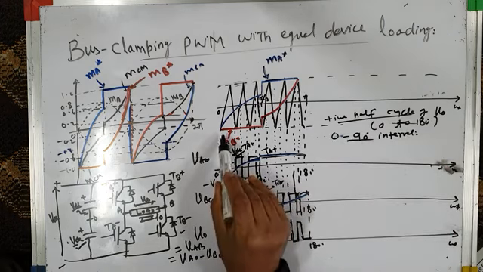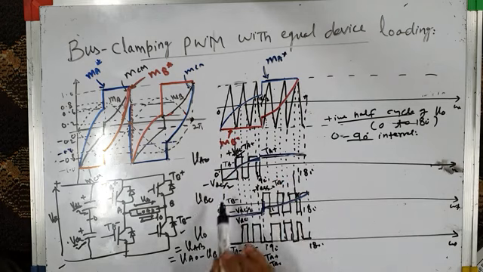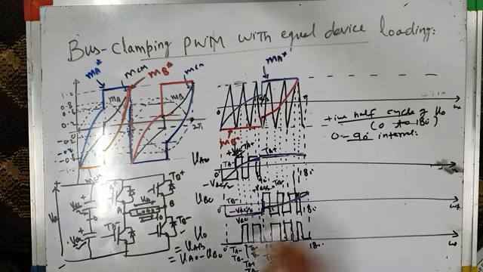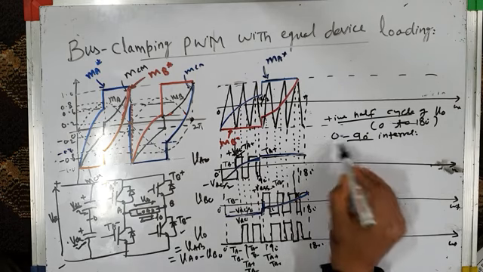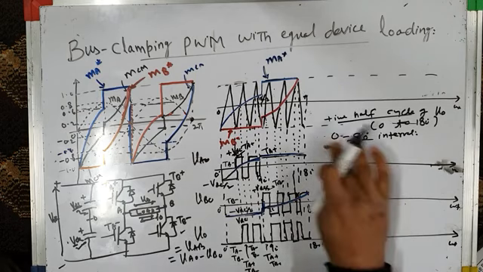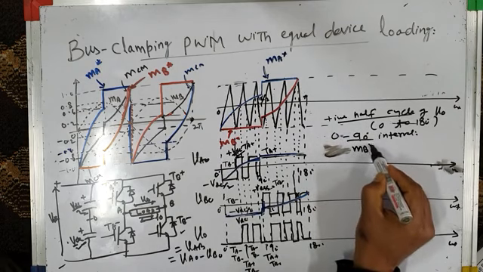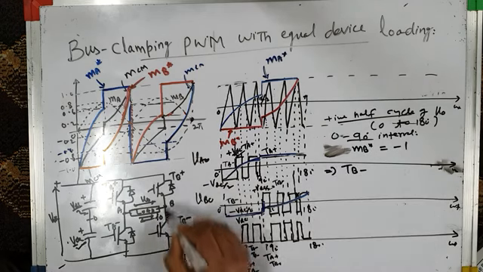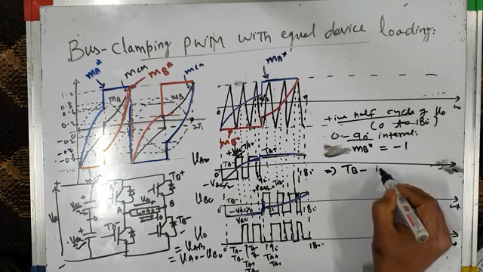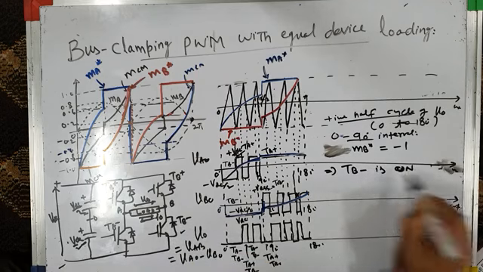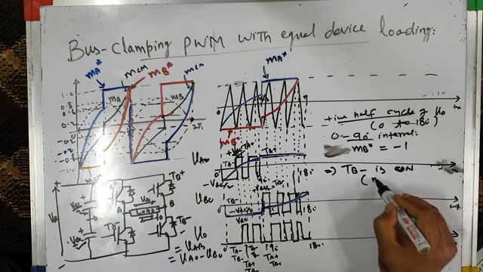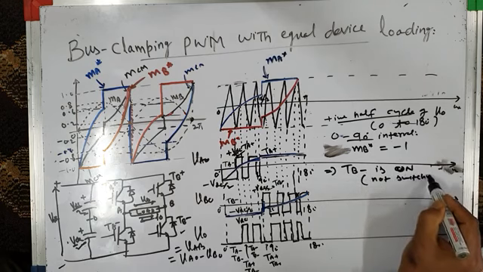In this 0 to 90 degree interval, MB star is minus 1. So you can see VBO is minus VDC by 2 all throughout 0 to 90 degrees, because MB star equal to minus 1 means TB minus is on for the entire 0 to 90 degrees. So during this period MB star is equal to minus 1, which means the bottom switch of leg B, TB minus, is conducting, or it is on. It's on for the entire negative half cycle. So it is on means it is not switching. It is not switching, it is continuously on.